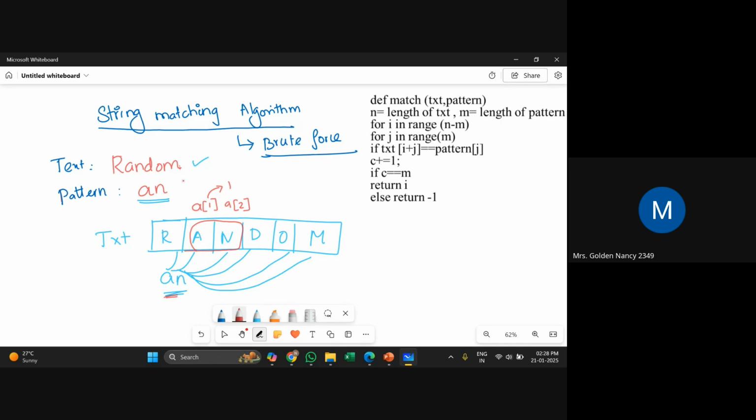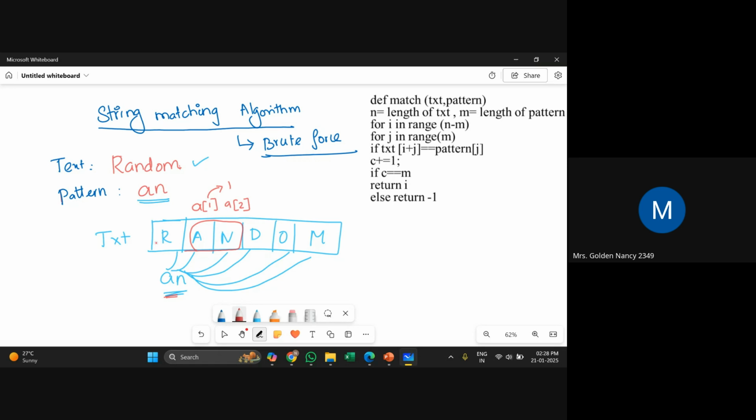Since it's only a 6-letter word, I can do it easily. But if there are lots and lots of letters in the word, then it will take a lot of time. A human cannot complete that work. So we need a computer to do the work, and the computer cannot do it on its own. We need to program it to do the work for us. The approach we have taken to create the algorithm is the brute force approach, and this total concept is called the string matching algorithm.